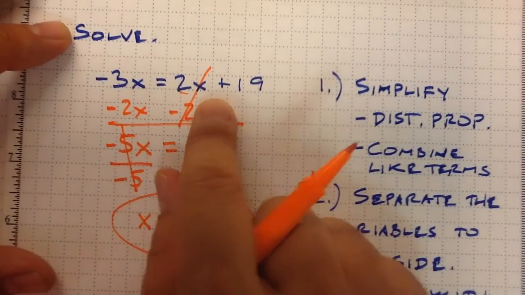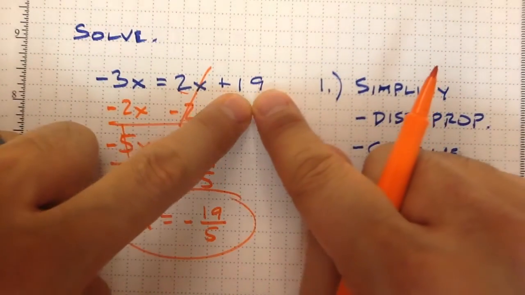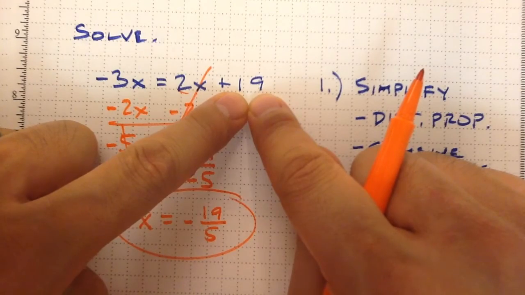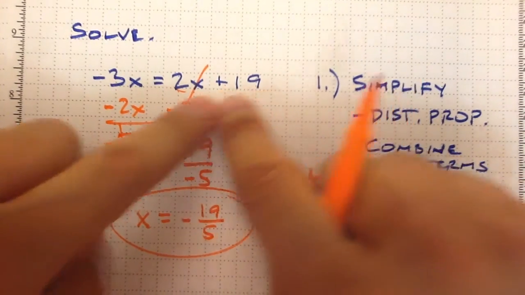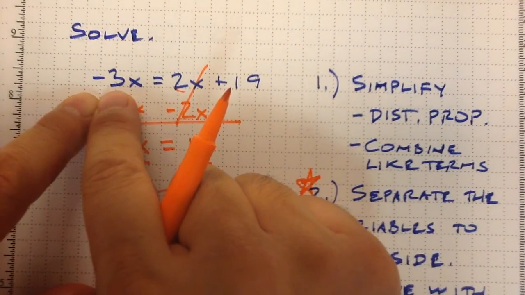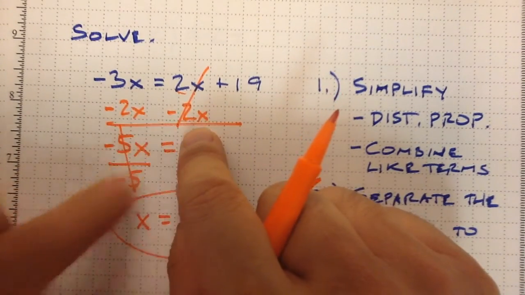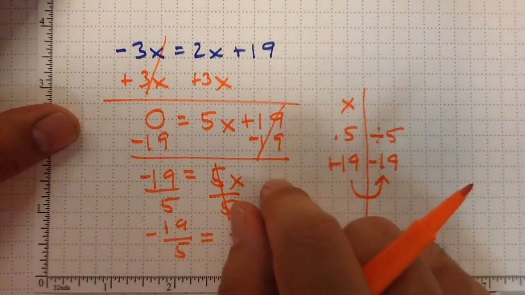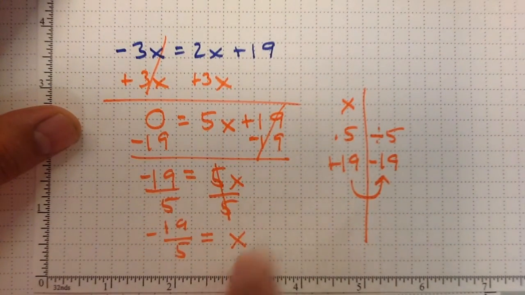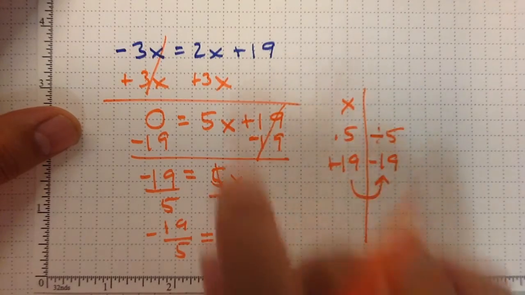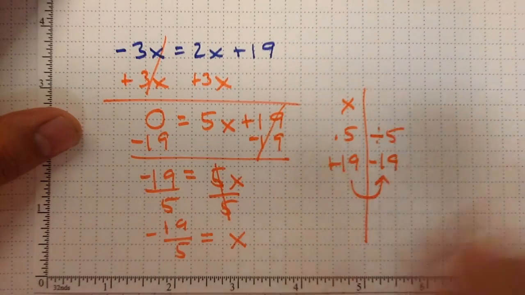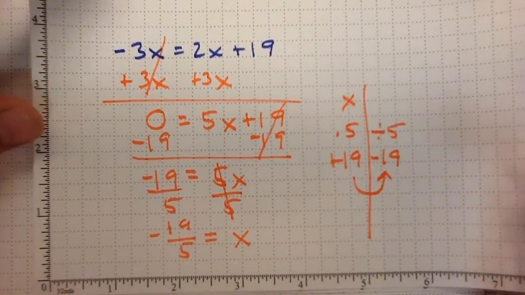So when I was looking at this, I figured, well, you know what? My numbers are already on the right. So a smart move would be to get all my variables over to the left. So that's what made me pick this 2x to get rid of, because it saved me a step in the process. Here, I didn't use that logic, and it just took an extra step. Still got the same answer, but if you can start to see the reasoning behind that, it'll save you some time and effort. All right, let's do a few more examples.